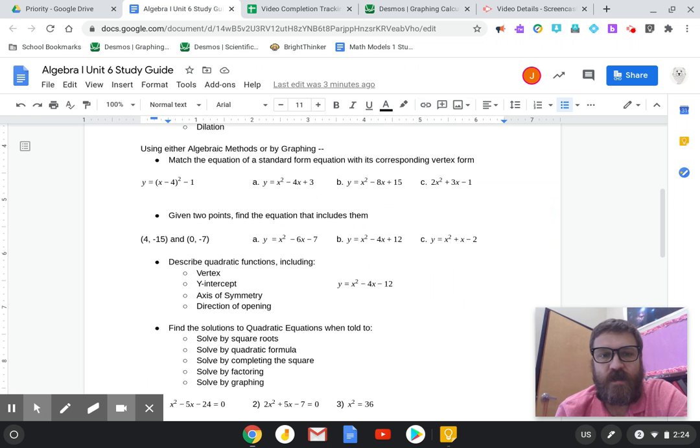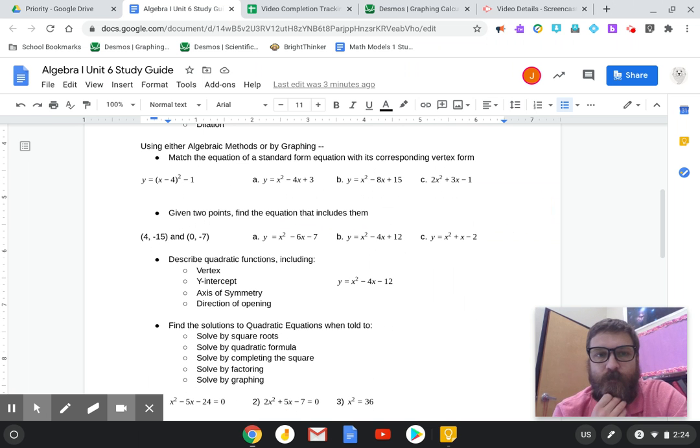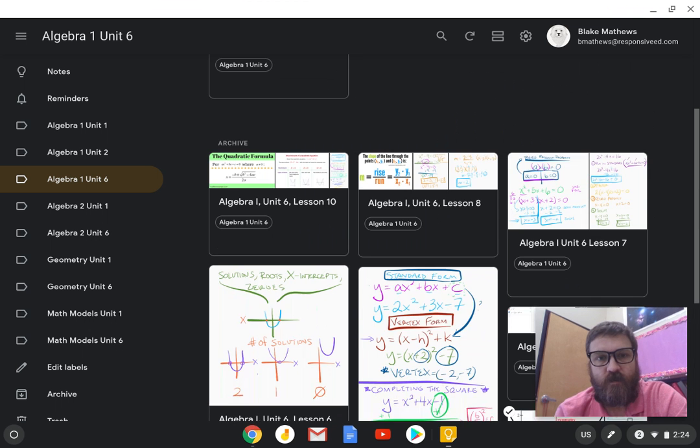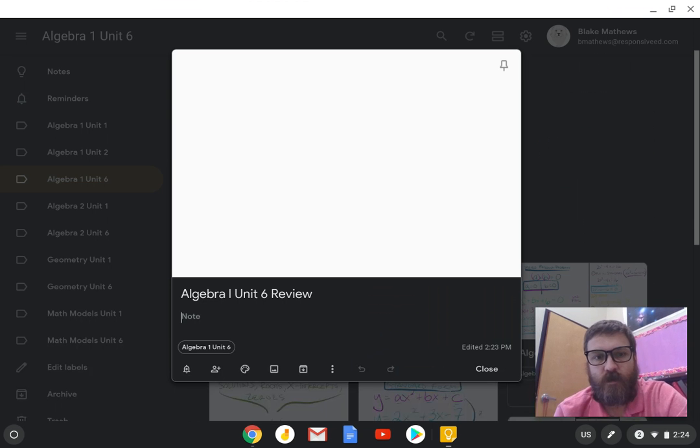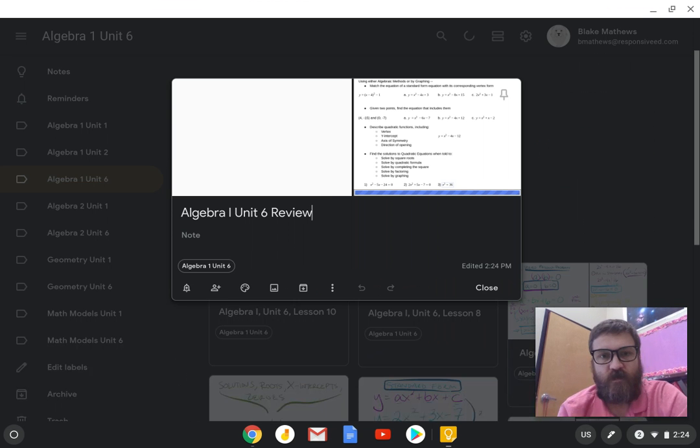Then I give you a breakdown of what each type of question is going to look like. In general, there's one type of question on the test where they ask you to match a standard form equation with a vertex form equation, because we know we can write these equations in different ways. They might give us something like you see here. Let me jump over to my notes.